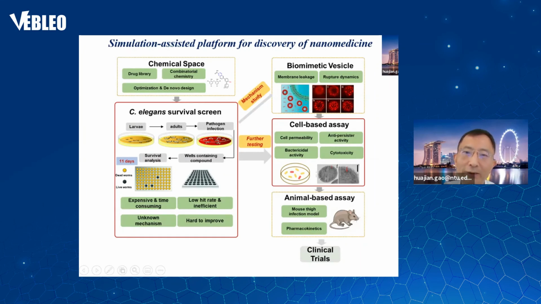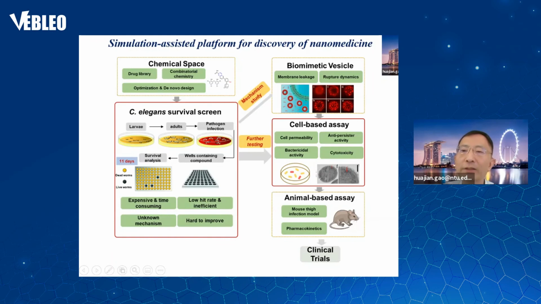Each well you put in some drug. You put in different compounds as potential drugs. Then you culture them for 11 days. Sorry, you also infect them, right? You see which have been killed and which survive. And this will allow you to screen which compound can potentially be used as an antibiotic or antiviral, right? So with this current platform, after you succeed here, you can study biomimetic vesicles to study mechanism. Then you can further transfer them to cell-based assays to confirm cell permeability, anti-persister activity, and cytotoxicity.